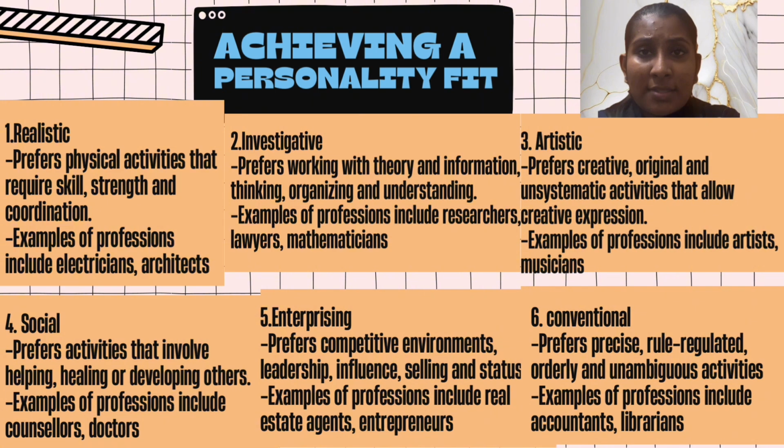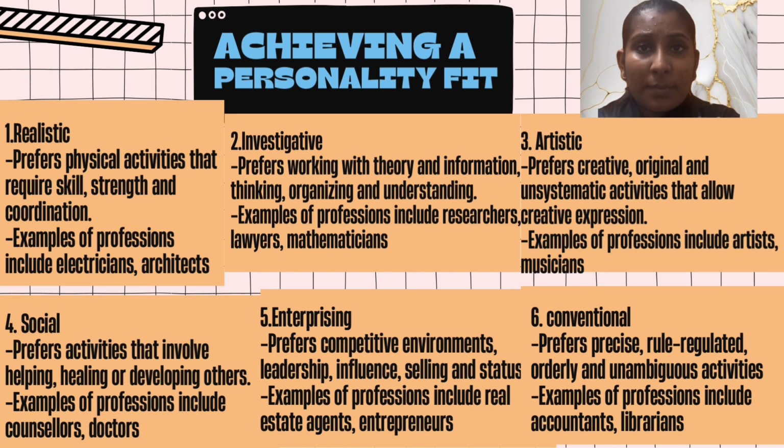Number 3, artistic: prefers creative, original, and unsystematic activities that allow creative expression. Examples of professions include artists and musicians. Number 4, social: prefers activities that involve helping, healing, or developing others. Examples of professions include counselors and doctors.